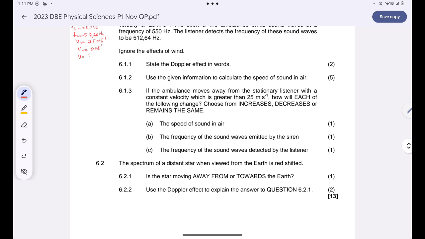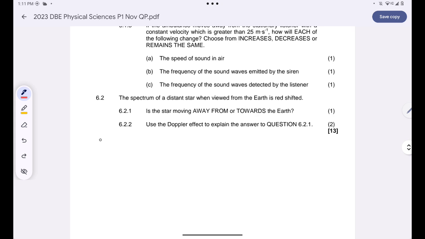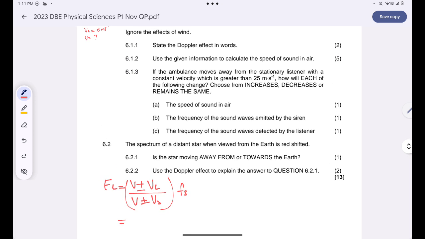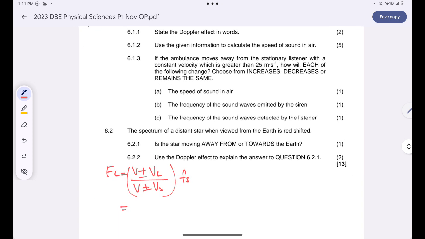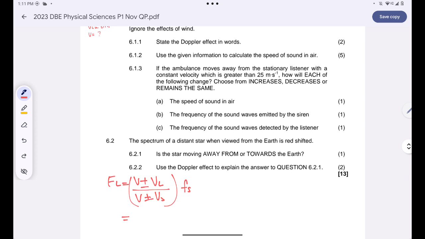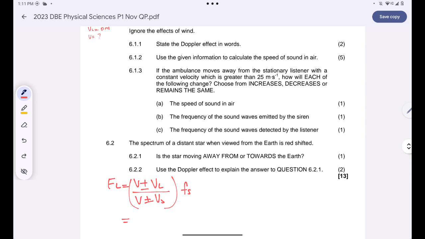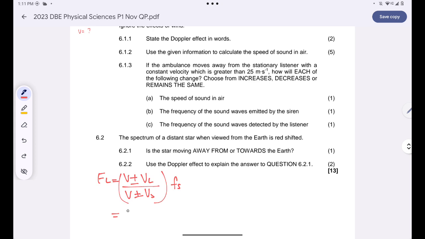Okay, and then 6.1.2, we are supposed to use the given information to calculate the speed of sound in air. We are going to use our Doppler effect equation for us to find the speed of sound in air. This is V plus or minus VL all over V plus or minus Vs multiplied by the frequency of the source, right? Okay, the V represents the velocity or speed of sound in air. Are you together? So V is what you are looking for in this case.